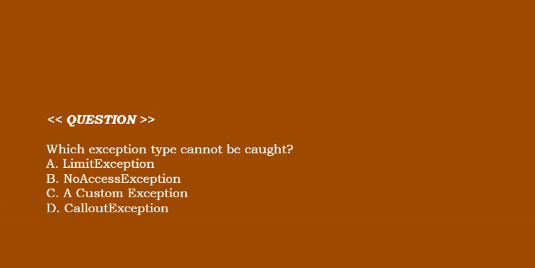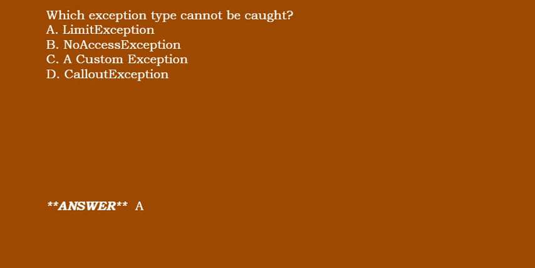Next question is, which exception type cannot be caught? Option A. Limit exception. Option B. No access exception. Option C. A custom exception. Option D. Callout exception. Correct answer is option A.